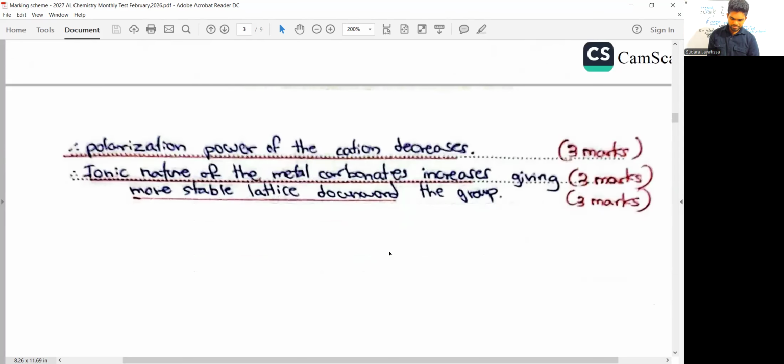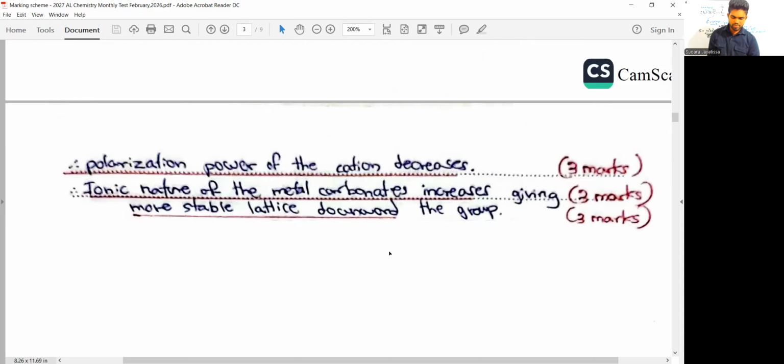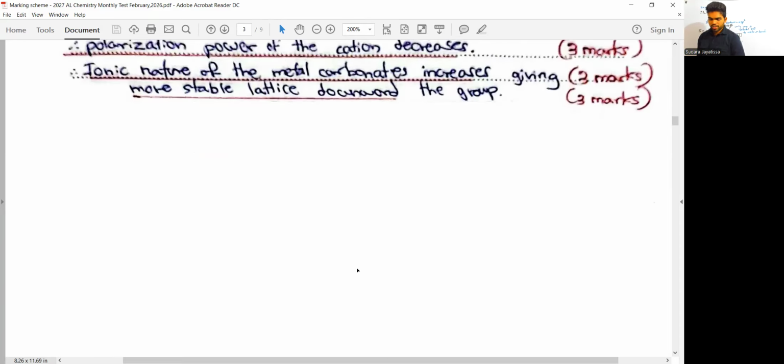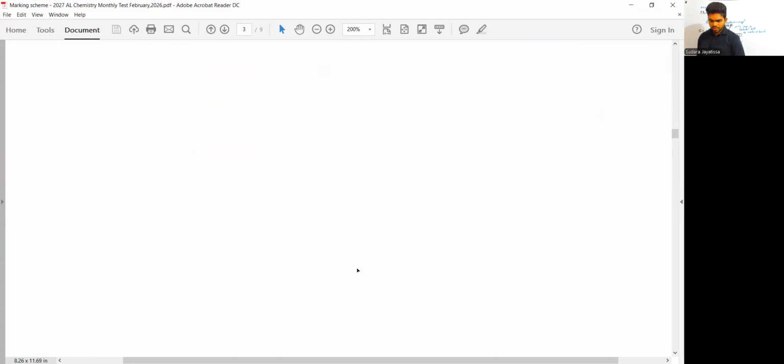Understood? But in the marking scheme, I gave you the polarizing power explanation because that is the most recommended way. In exams, they can specifically ask you to write using polarization and polarizing power. So then you don't have any option. You have to do it.